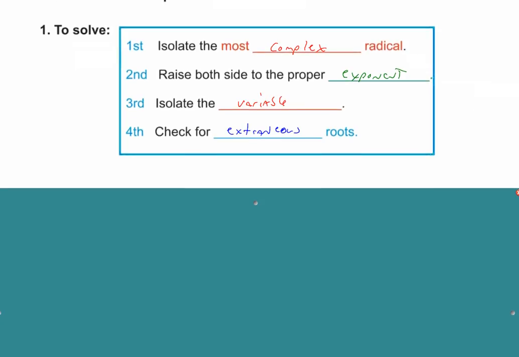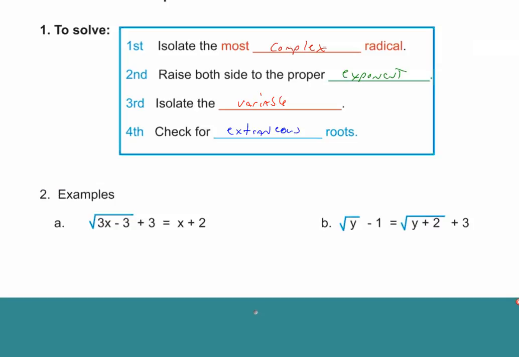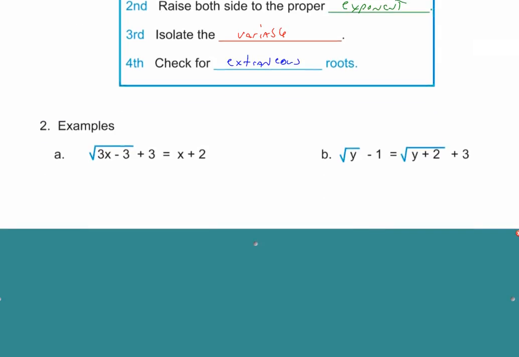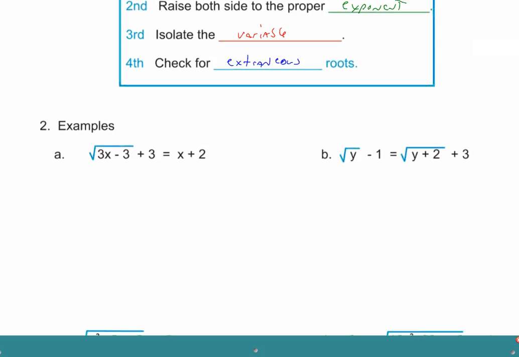All right, so that's the idea. Isolate the most complex radical, raise both sides to the proper exponent, isolate the variable, and then check for any extraneous roots. Okay, let's do a couple examples. All right, so the first one. In this situation, all we have is one radical. This is similar to what we've done before.